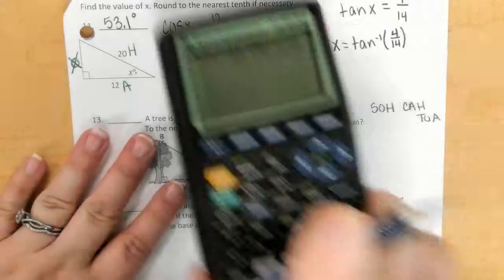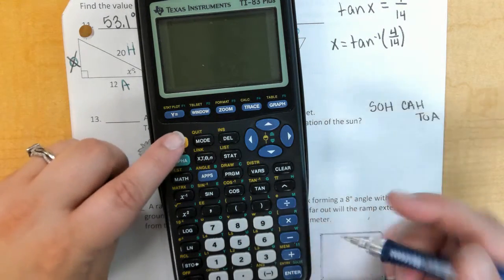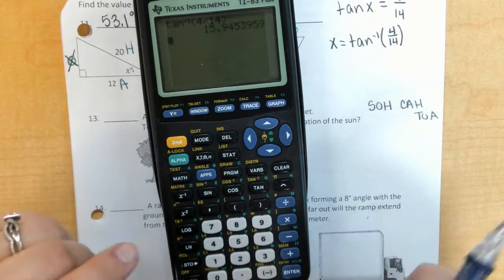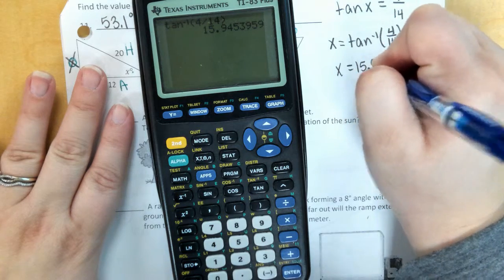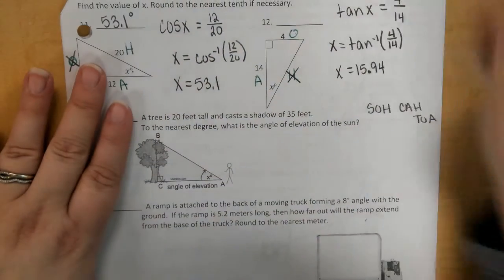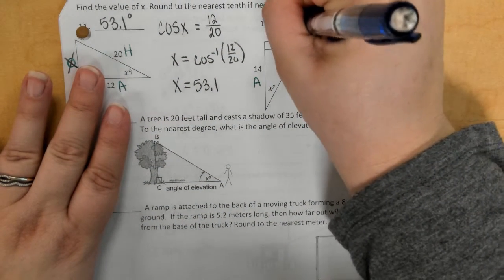So in the calculator, I'm going to click second tan, and then 4 divided by 14, close parenthesis. So 15.94, and that just rounds to 15.9. And we would put degrees.